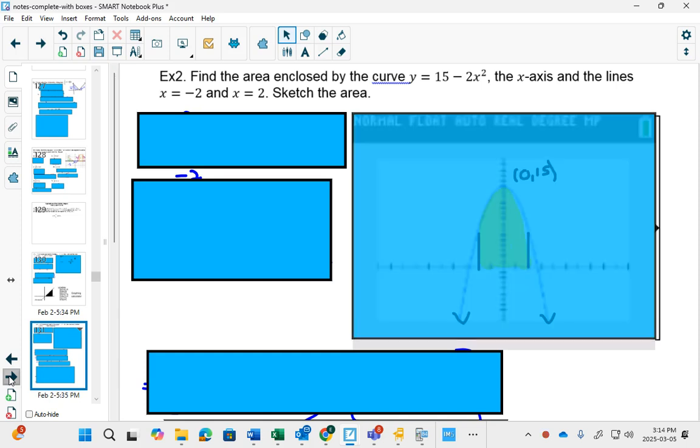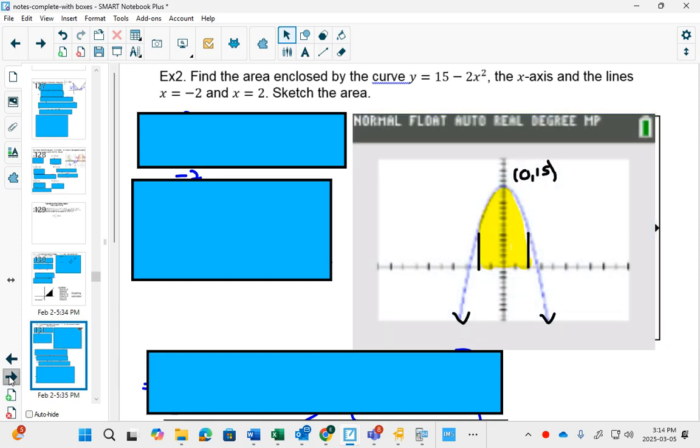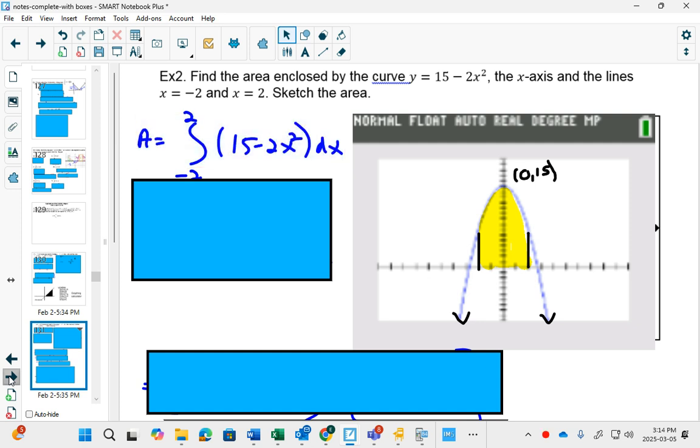Here's the picture of the graph. Parabola opening down, shifted up 15 units. That does not look like something we have any ability to do with any formulas we know. So we would have to use our calculus. Okay, I'll give you a head start. I'll put up the answer in a bit.